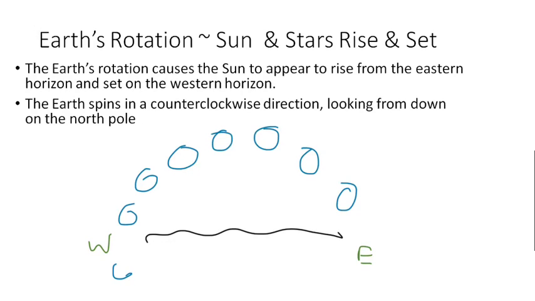Now, I'm sure you probably know that this is actually due to the Earth spinning on its axis of rotation. So we have, I don't know how to draw this, but we have the Earth spinning counterclockwise on its axis. And so the sun stays in the same place, but it's our spinning, our rotation, that makes it appear to rise and set. And as it turns out, the stars do the same thing.